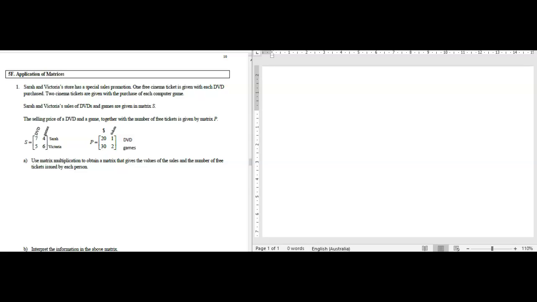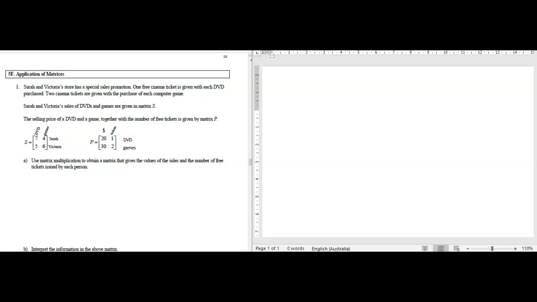Hi ladies, in this video we're going to go through 5F, application of matrices. So we use matrices often to, what's the right word, kind of represent different contexts, but represent isn't the word I wanted either. Maybe simulate things, kind of make predictions for the future, stuff like that.